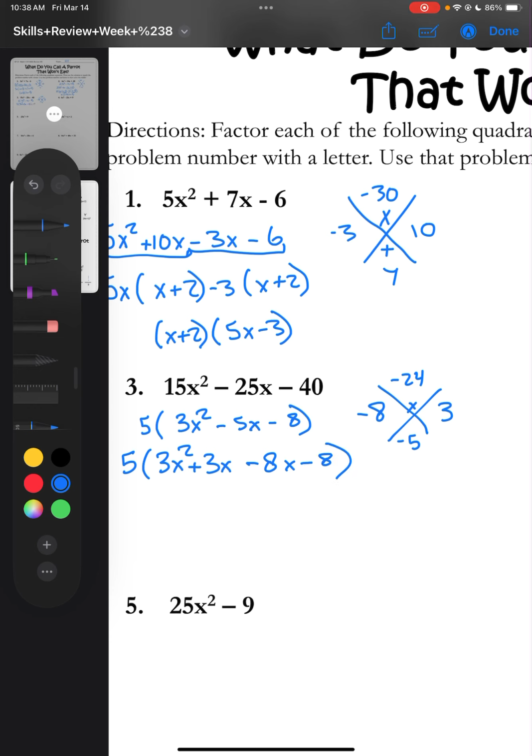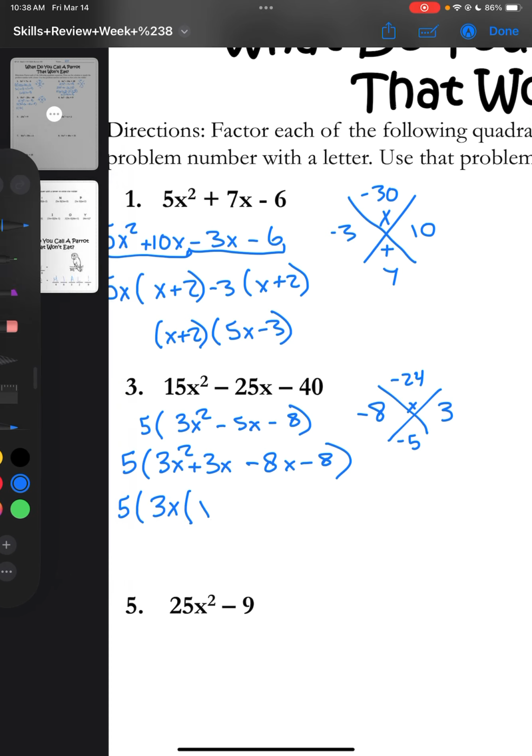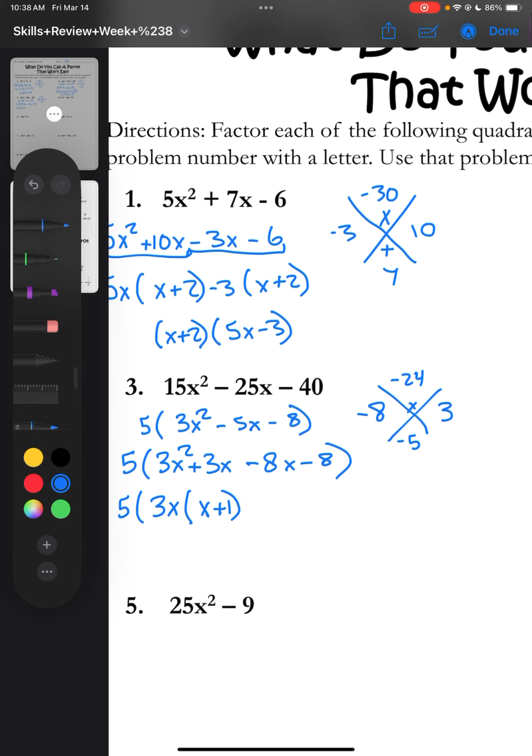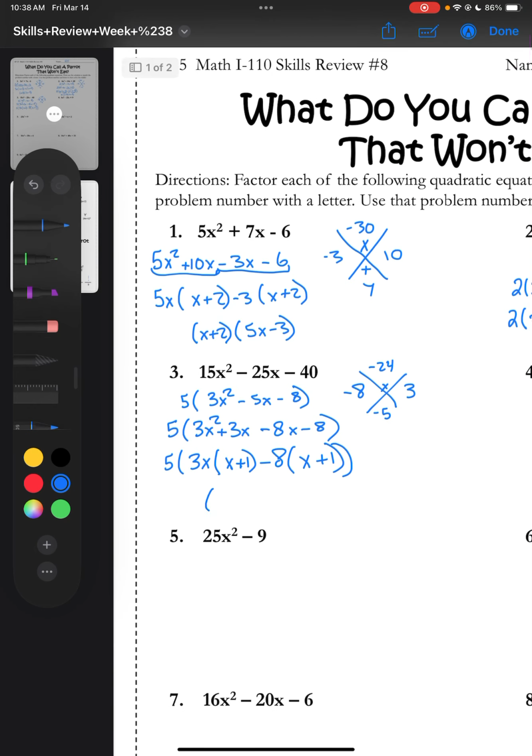So we just split up that negative 5x. Take out what we have in common here, which is a 3x, leaving an x plus 1. Minus, and then we want to make this an x plus 1, so we're just going to take out a negative 8. By doing that, we're left with an x plus 1. And then finally, let's collect what we have. We have an x plus 1, a times 5, and a times with our left 3x minus 8.